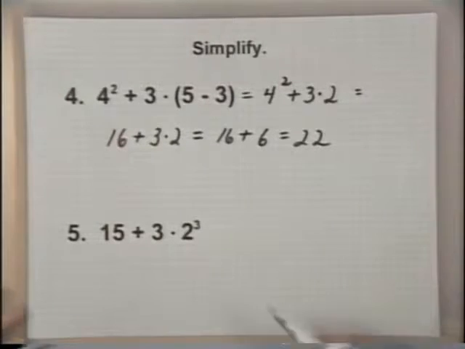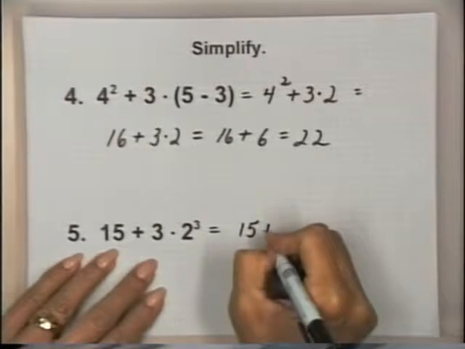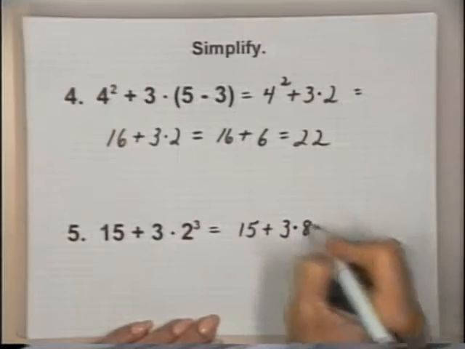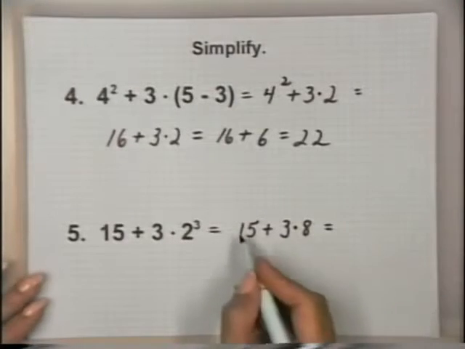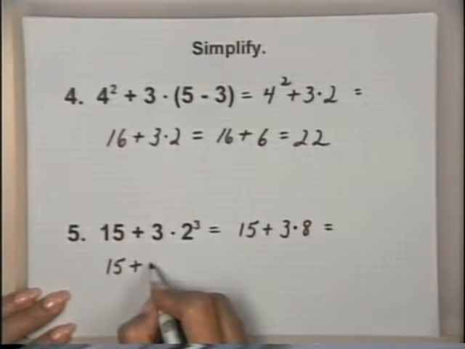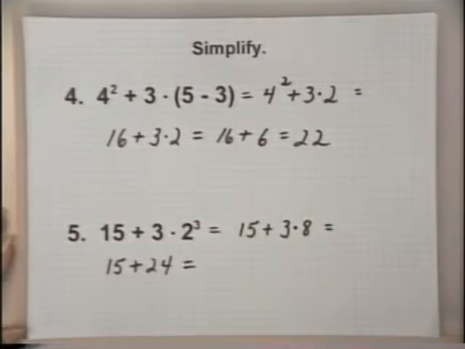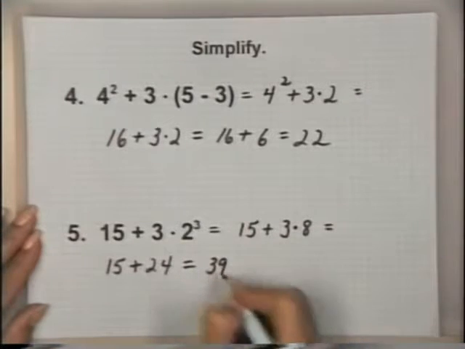In problem number 5, we look for parentheses that are used as grouping symbols. We have no parentheses. We look for exponents and we have 2 cubed. So let's write 15 plus 3 times 2 cubed is 8. We've taken care of exponents. Now let's look for multiplication and division. 15 plus 3 times 8 is 24. We've taken care of multiplication and division. Now let's look for addition and subtraction. 15 plus 24 gives us 39.